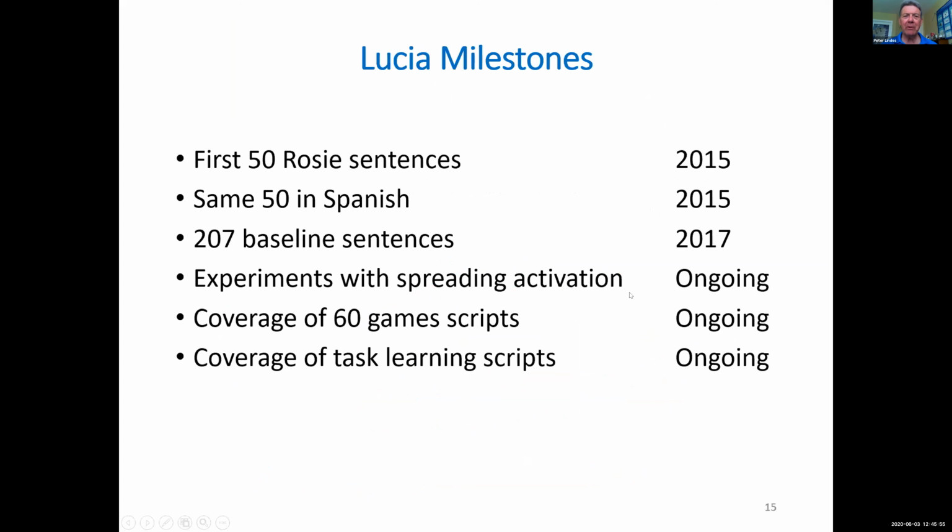So what have we accomplished? We started out a couple of years ago with 50 sentences, and we got those working. We translated them to Spanish, and got those working. Then we had a baseline of over 200 sentences that was published in 2017. And now we're working on various ongoing experiments: spreading activation, which I'm going to talk about in my second talk, the 60 game scripts of James's that you heard about this morning and that I gave some examples from, and then these task learning scripts that Aaron is working on. So we're working on getting Lucia to cover all those things.